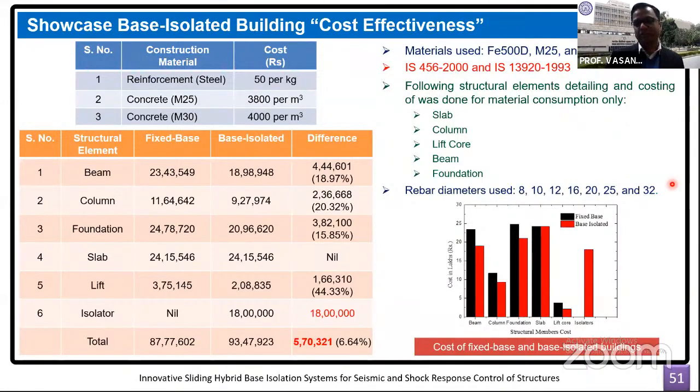Obviously, slab has no effect of base isolation as such, so therefore there was no change in the material cost of slab, and the isolation cost was additional in case of base isolated building. So for whatever material and their types we have used, we found that there is an increase in the cost in the order of 6% in this particular project. However, it is notable that this is without looking into the performance of the building. Obviously, a fixed base building cannot be compared with a base isolated building in terms of its effectiveness.